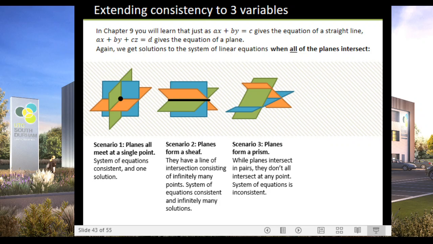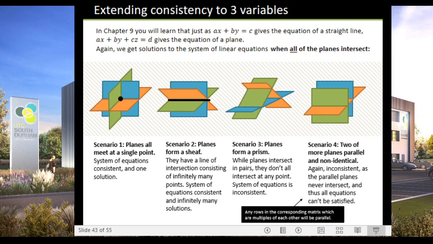Scenario 3, 3 planes could form a prism. The planes intersect in pairs, they don't all intersect at any one point, and that system of equations is therefore inconsistent. So there are no x, y, z coordinates that are going to satisfy all 3 of those equations that are going to be on all 3 of those planes.